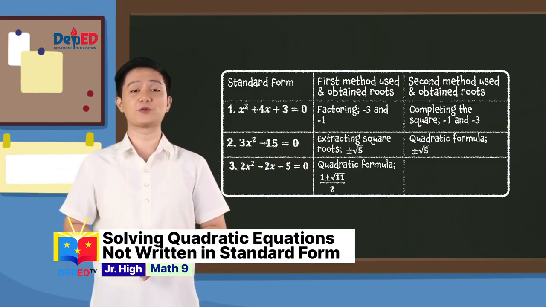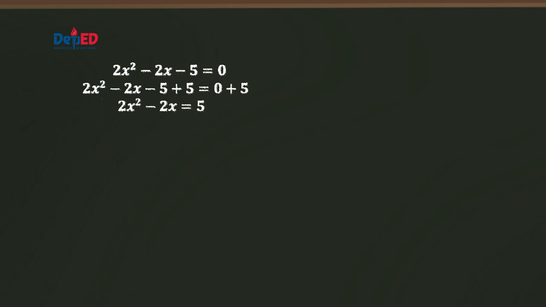We only have one option to check whether the obtained roots for equation number 3, 2x squared minus 2x minus 5 equals 0, are correct, and this is by completing the square. We isolate the terms with a variable, so we increase both sides by 5. The equation becomes 2x squared minus 2x equals 5. We divide both sides of the equation by 2 since the leading coefficient of the equation is 2. The resulting equation is x squared minus x equals 5 over 2.